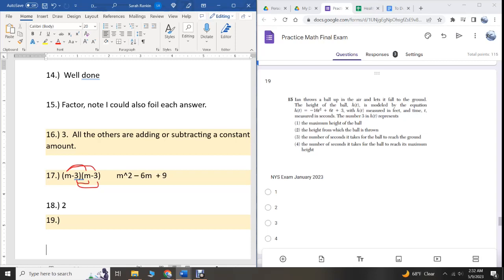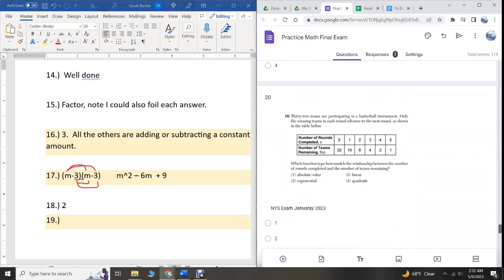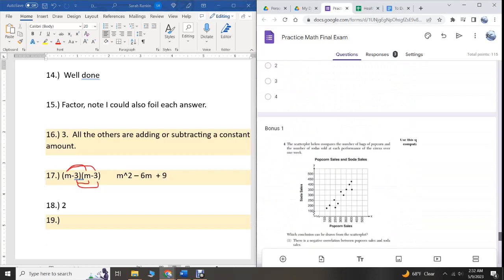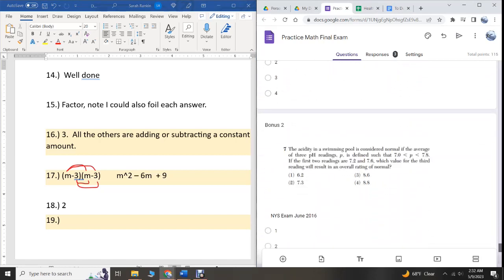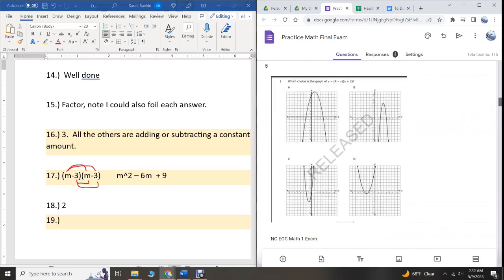The maximum height would be at some point higher than when I throw it up in the air. Number of seconds it takes to reach the ground isn't the 3. And then the rest of them you seem to do really well on, right? Didn't seem to have much trouble with the rest of them with the scatter plots. And that's it. Questions, let me know.